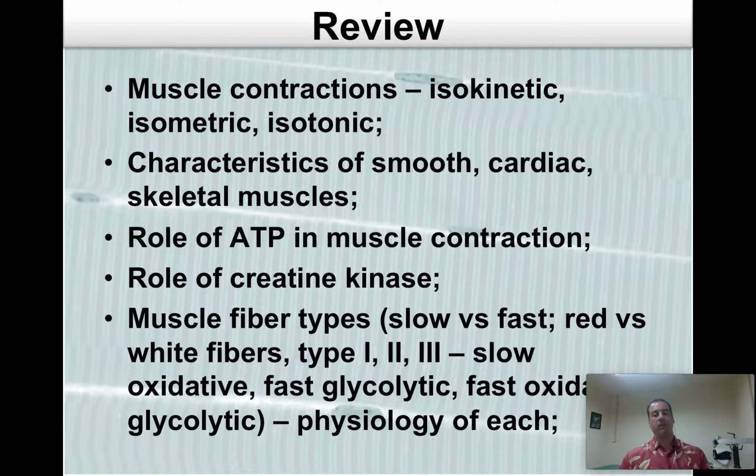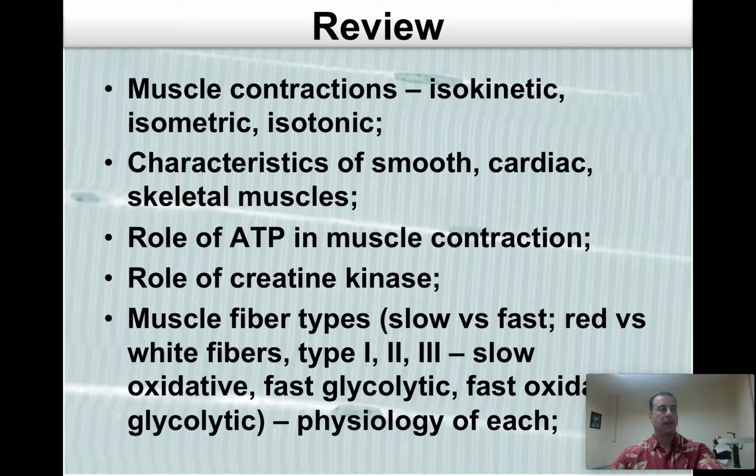So muscle fiber types: slow versus fast, red versus white fibers, type 1, 2, and 3. You have slow oxidative, fast glycolytic, fast oxidative glycolytic. My little film is in the way there, but know the physiology of each. Know that with myoglobin, a red slow twitch, which kind of go together, versus a white fast twitch, the red slow twitch contain more myoglobin and glycogen, because red means blood, if you would, and that means you have more glycogen, more opportunity for energy to give yourself a nice long run. Whereas if you're a white fast twitch fiber, you don't have much myoglobin. That's why you're white, if you want to look at it from that standpoint.